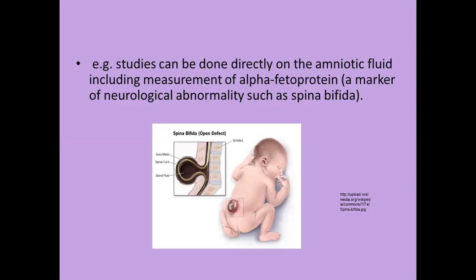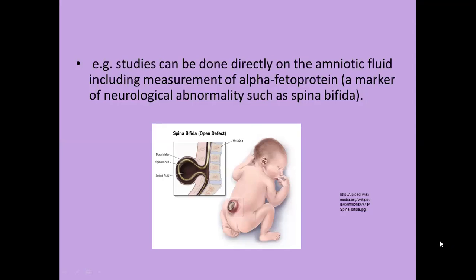So when I spoke about the proteins that might be present, certain studies can be done directly on the amniotic fluid, including measurement of a particular kind of protein. So this one is alpha-fetoprotein. And this is a marker, an indicator that the fetus actually has a neurological abnormality.